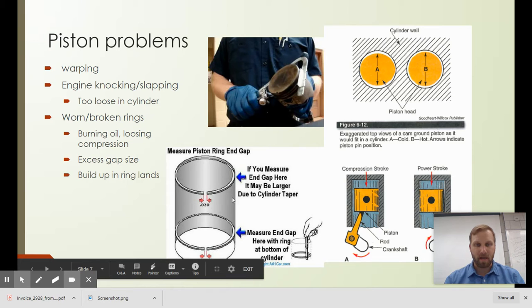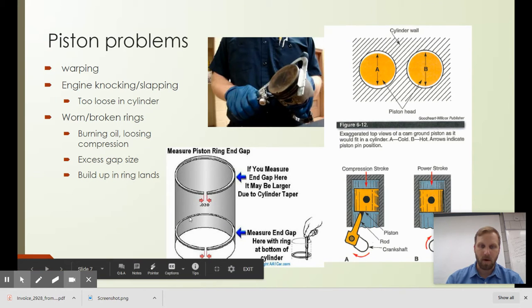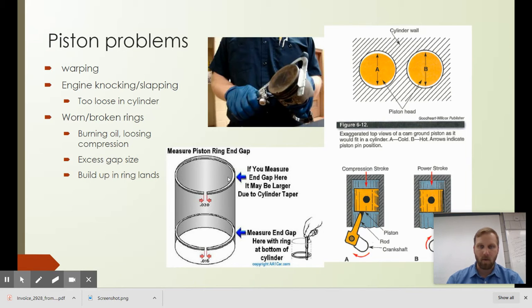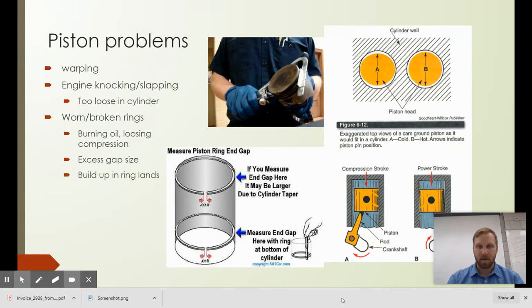So one way to check whether or not the piston rings are worn down is to measure something called ring end gap, and we'll actually be doing this in class when we do our engine inspection. You'll need to place the piston ring, once you have it off of the piston head, back into the cylinder. You'll nestle it in there and keep it as flat as you can. And then you can see down here, using a feeler gauge, we will measure the gap.